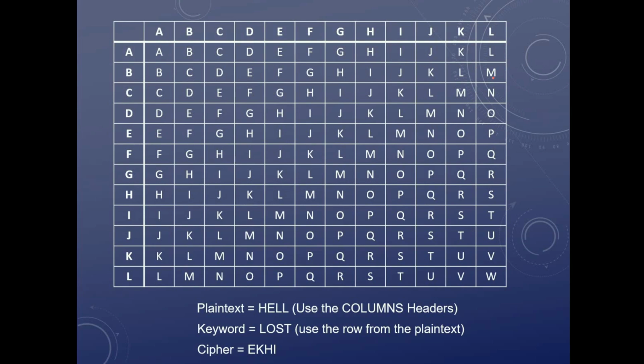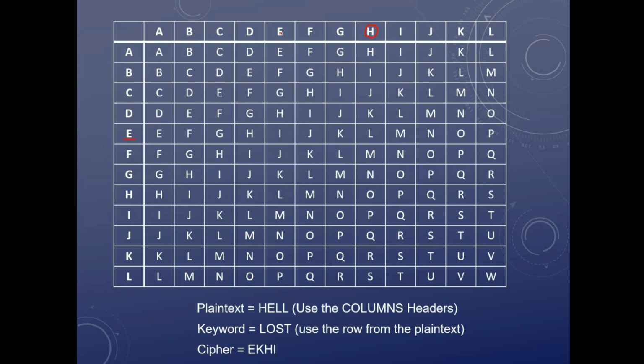So to do it this way, I still use the same word here. I changed my keyword to lost. But now we start up here this time. We start with the H. And my keyword is lost. So I'm going to go down until I get to the L. When I get to the L, I'm going to go all the way to the left, and that's going to be my first encrypted letter.